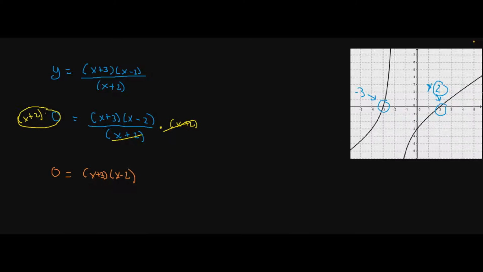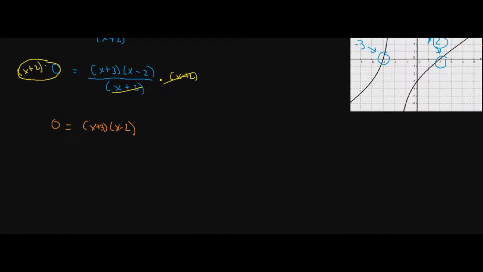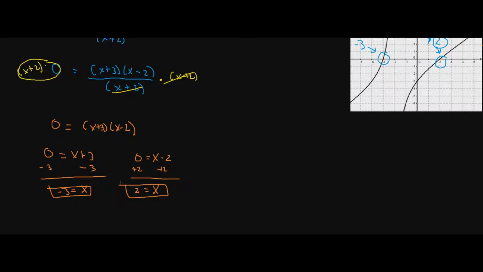Now, all we need to do is solve for it like we have in the past. We get 0 equals x plus 3. We set these up individually and solve for them. You might be able to do this in your head, but we'll do it step by step. We get that x is equal to -3. Then over here we add 2 to both sides, and we get that x is equal to 2. There you go. You can see it matched on the graph right over here: -3 and 2.